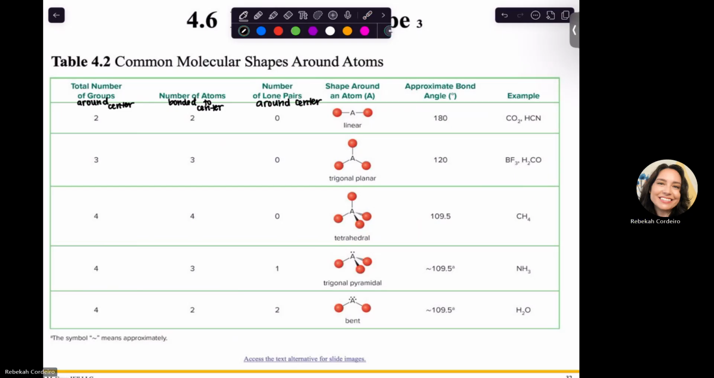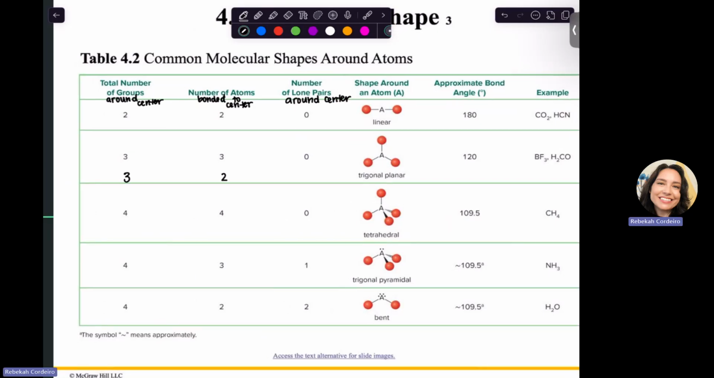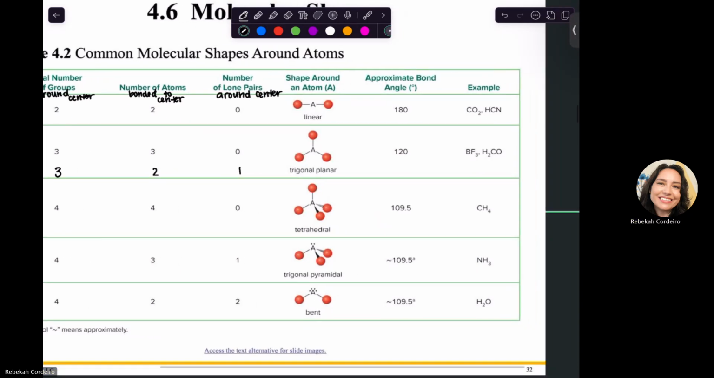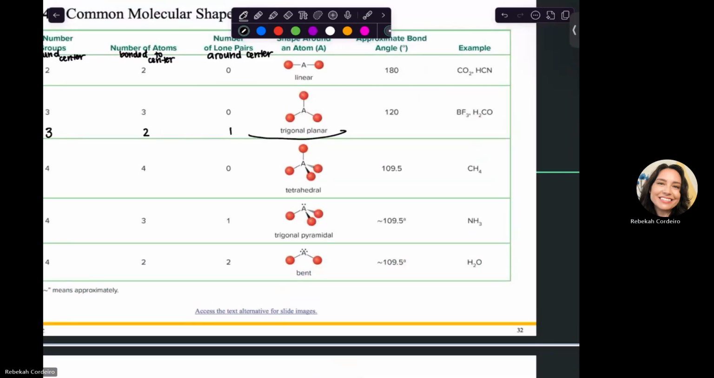So if you have three groups around the center, but there's only two atoms and one lone pair, what we get is a shape that looks like this. And it's just approximately 120. One good example of this would be SO2. We've talked about SO2 before, but that would be an example of that shape. And we're going to call this bent. So there's two different bents: a bent that's 120 and a bent that's 109.5.